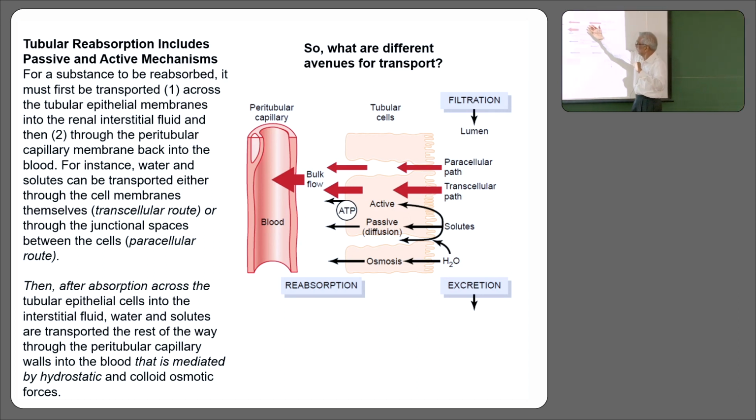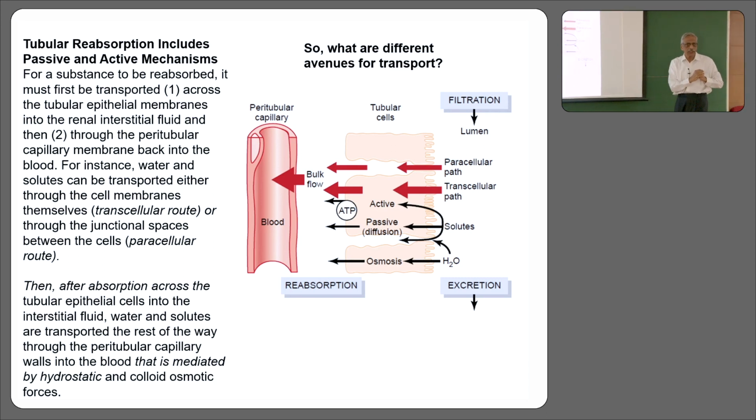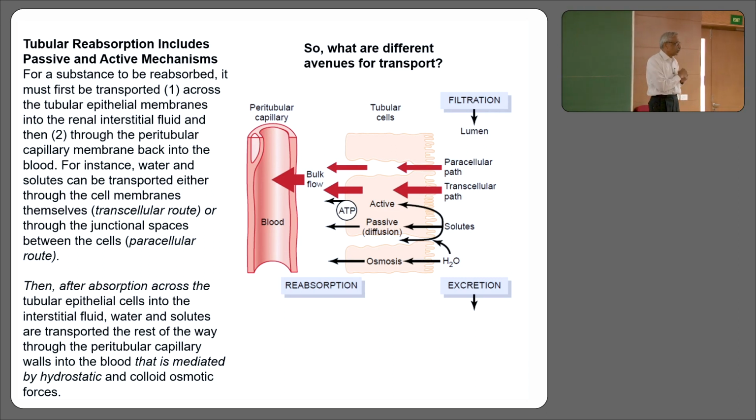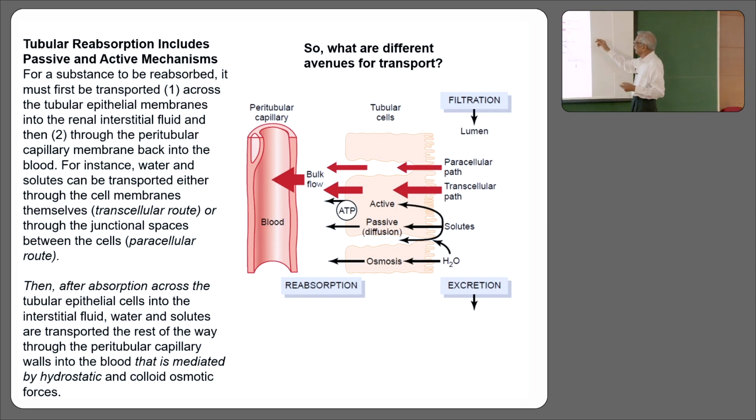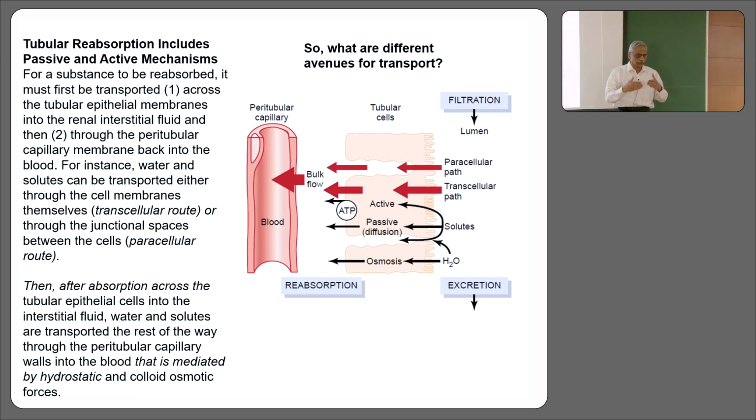And then here you have the entire cell, and there is the interstitial fluid, and there is a capillary. In this image, Guyton tries to tell us what are the different ways by which the different elements or different ions can be absorbed. Now here is a cell, and somewhere there is a tight junction.